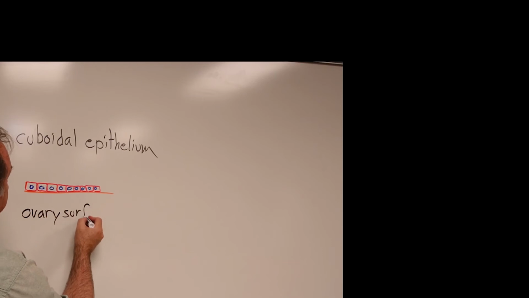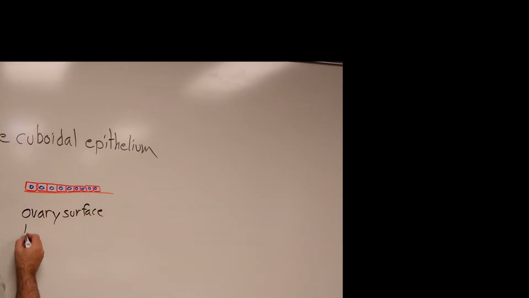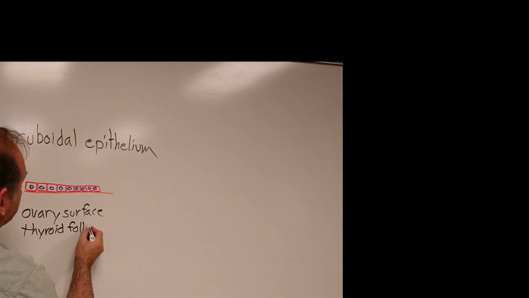Examples of places where you find this. You find it on the surface of the ovary, in thyroid follicles. Thyroid follicles are little cavities that contain a precursor to your thyroid hormone. They're like little gel packets, little bubble-like packets that are surrounded on the outside by a single layer of cuboidal cells, thyroid follicles.